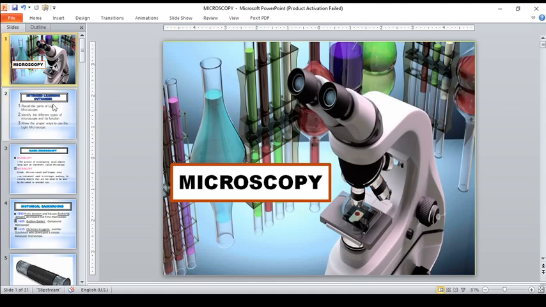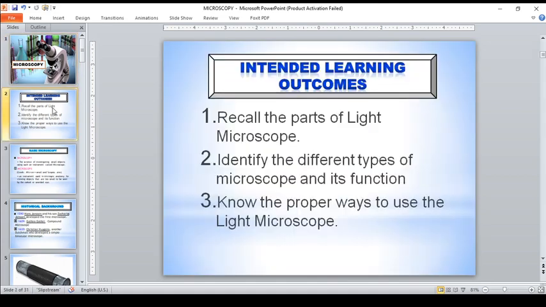So for today's discussion, we have the following intended learning outcomes. We recall the parts of the light microscope, identify the different types of microscope and their function, know the proper ways to use the light microscope, as well as a brief of its history, as well as definitions of terms including magnification, resolution, resolving power, and total magnification.